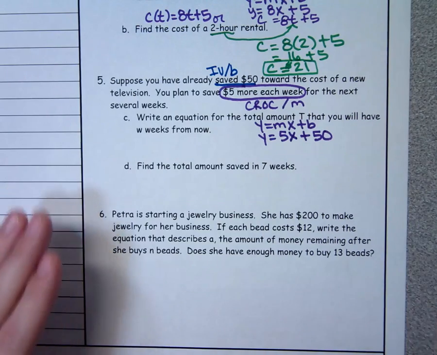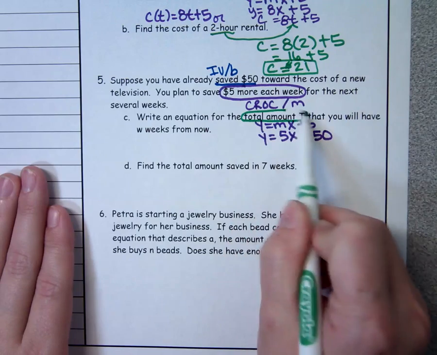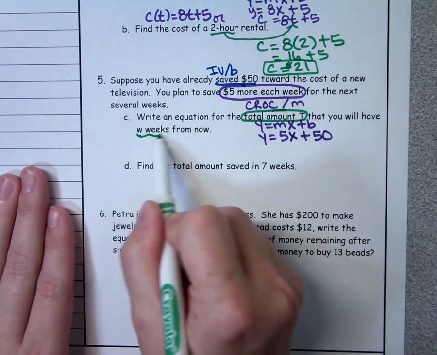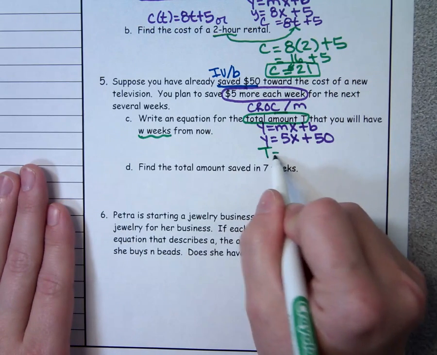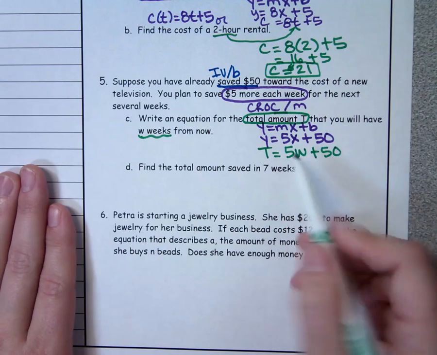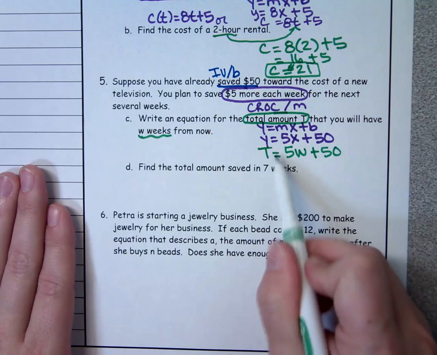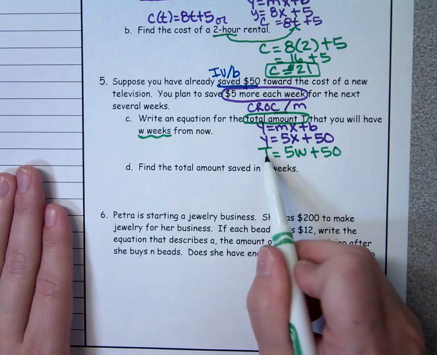Now I'm going to make it fancy using the letters. So it wants to know, write an equation for the total amount T that you will have W weeks from now. So it would be T equals 5W plus 50. We're saving $5 every single week plus the 50 we saved initially, and that will be our total amount.